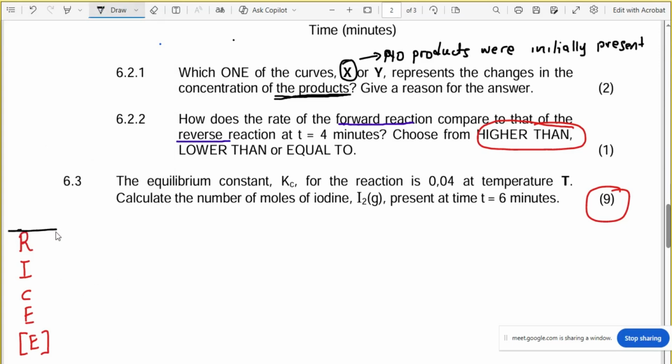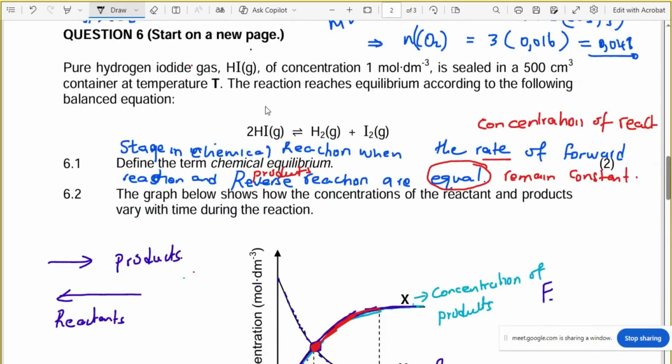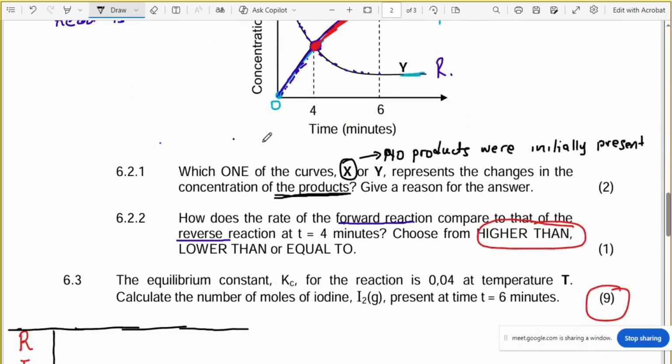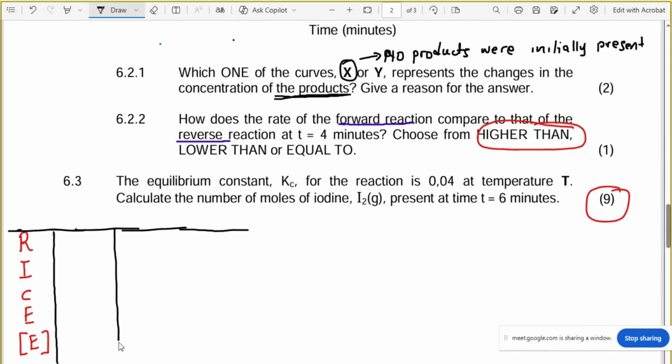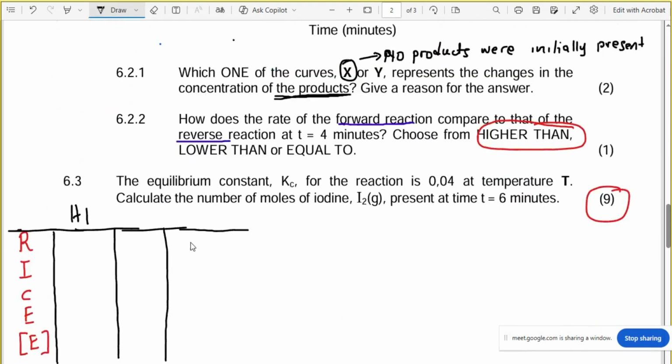So now, the rice table method, this is how it works, né? First things first, we're going to talk about the first block, and then let's look at the equation. We have the reactants and then the products, okay? So the first block will be HI. Then this will be my, let's see what we have, hydrogen and iodine. So this one will be hydrogen, which is H2, and this one will be I2.